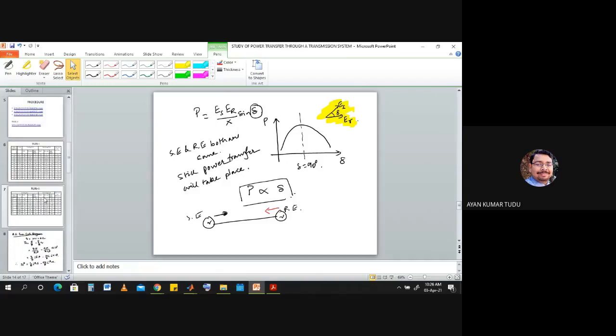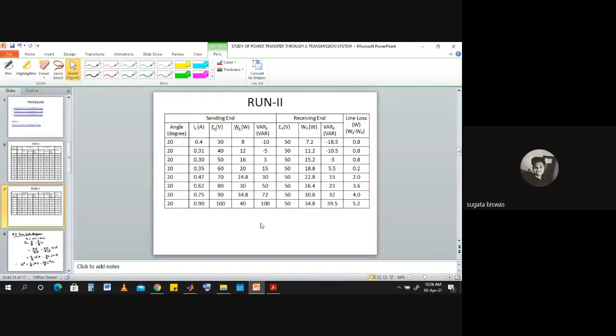Understood what I've said, or shall I repeat? Yes, for those who have not understood, I'm repeating. See the values here, -10, -5 var. Why are we getting this? See the values of the corresponding sending end voltage. It is 30 and 40.